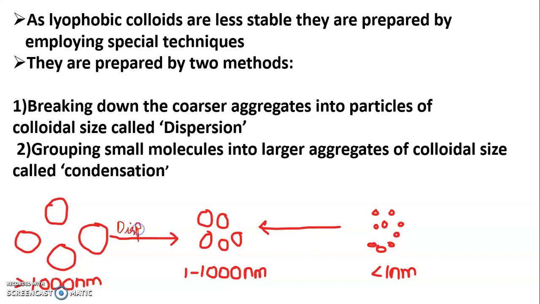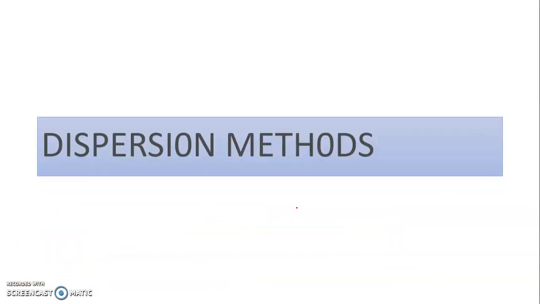Okay. And now if these are the smaller particles, and I am uniting these particles, condensing these particles together to form colloidal dimensions, then this process is known as condensation. So under these two methods we have a couple of reactions to learn, a couple of methods. So let's start with dispersion methods.